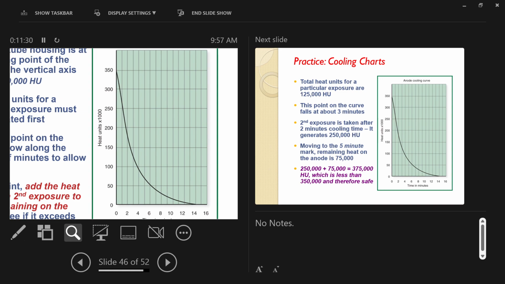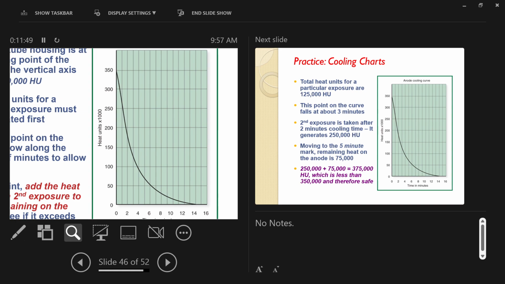What I can say easily is if we start at 350,000 heat units and I want to wait till we get down to 300,000 before I make my next exposure, I've got to wait some time, about a little less than a minute, okay? So let's say we waited 10 minutes. How cool would the machine be?